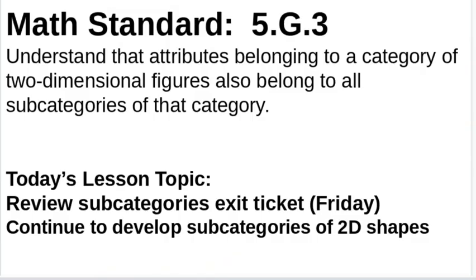So, our math standard, again, is still the same. We're looking at attributes of two-dimensional shapes, and we're looking at how we can group them within categories and subcategories. That term subcategory came up on Friday, and a lot of us struggled on our exit ticket. So for today, we're going to start by reviewing the subcategories on that exit ticket, and then we're going to continue to develop those concepts.